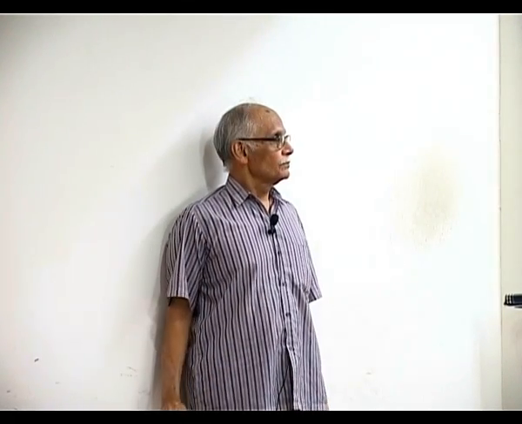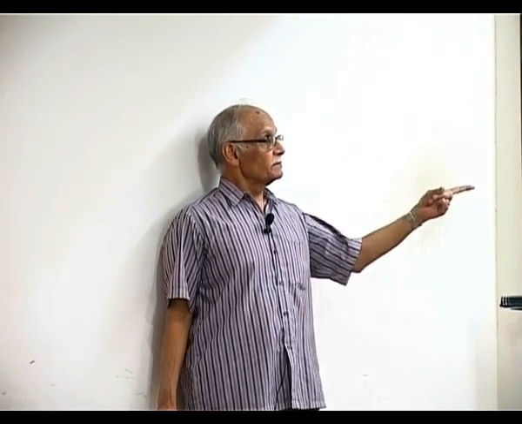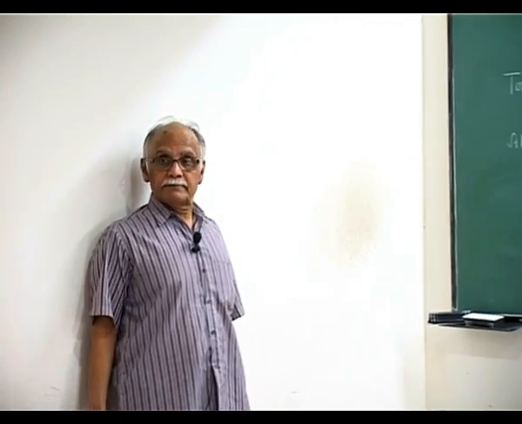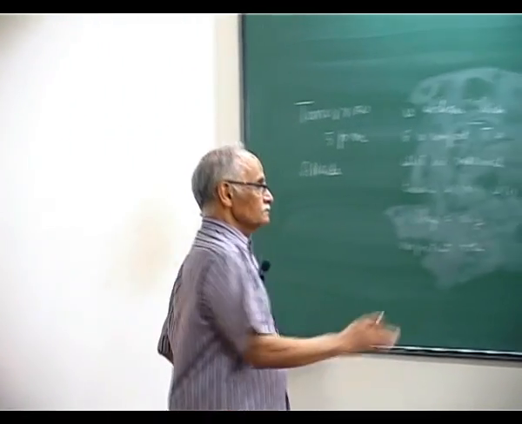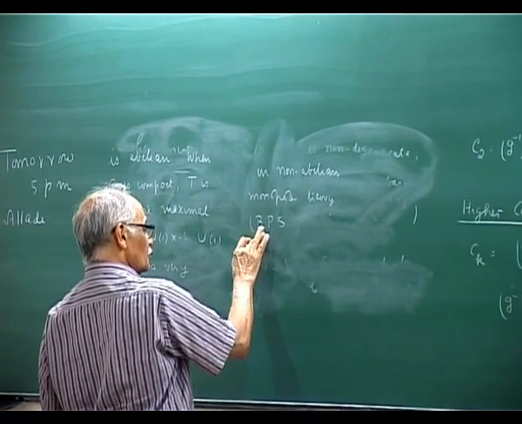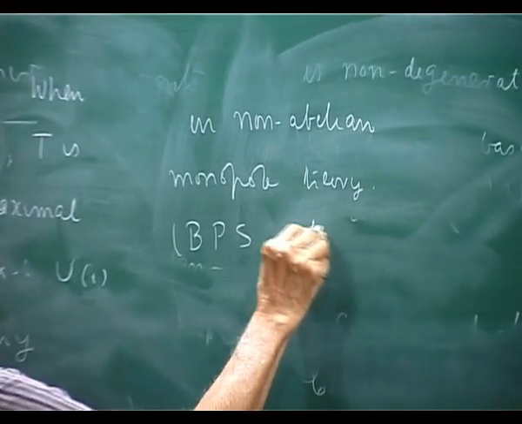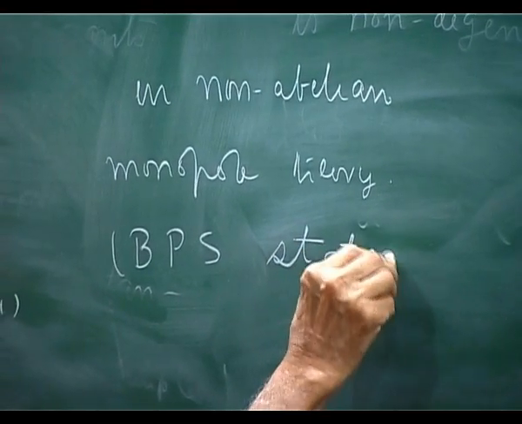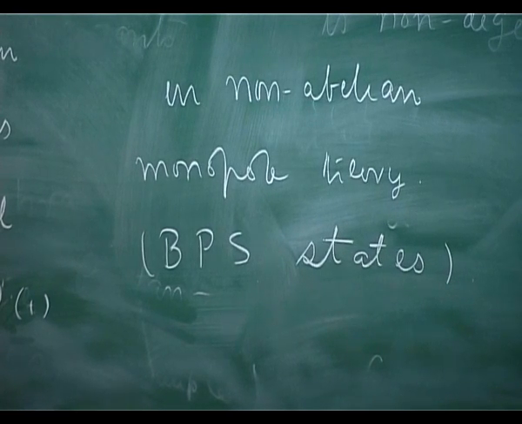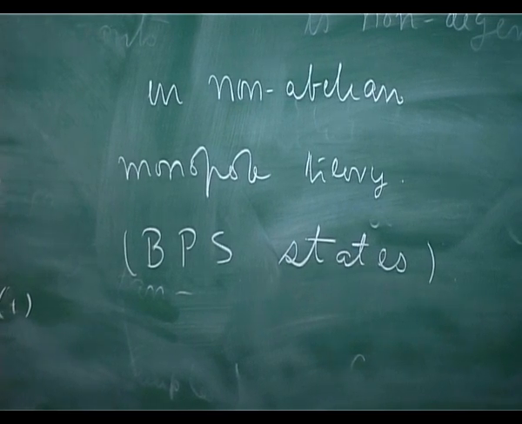Okay. This is very important. For example, in the non-abelian monopole theory, it has played a role. These are the BPS states. In the string people, Bogomolny-Prasad-Sommerfield states. So this thing comes in a heavy way. All kinds of mathematics comes here.